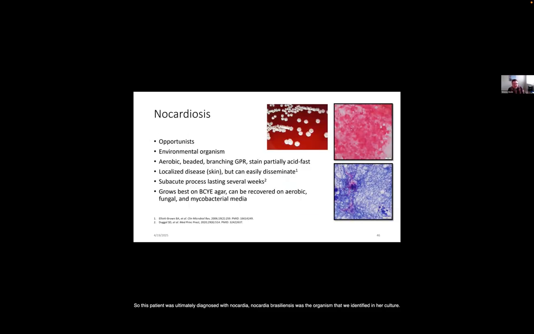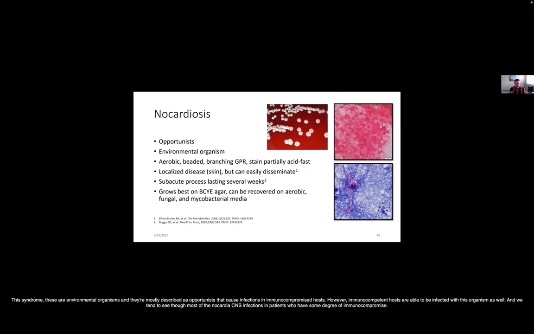So this patient was ultimately diagnosed with Nocardia. Nocardia brasiliensis was the organism that we identified in her culture. These are environmental organisms, and they're mostly described as opportunists that cause infections in immunocompromised hosts. However, immunocompetent hosts are able to be infected with this organism as well. And we tend to see most of the Nocardia CNS infections in patients who have some degree of immunocompromise.